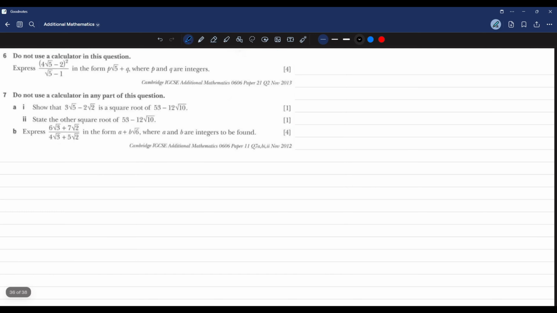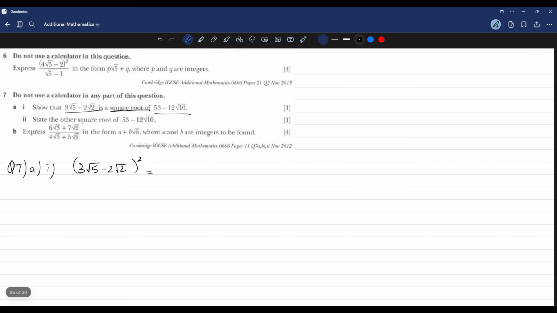Okay, question number 7, part A, part 1. They have told us to show that 3 under root 5 minus 2 under root 2 is a square root of 53 minus 12 under root 10. Now, one basic thing is that they've already told us we have to show that this is a square root. So how can we show? We just simply square this, and if the answer of 3 under root 5 minus 2 under root 2 whole squared is equal to 53 minus 12 under root 10, we have proved that this is a square root of that value. So it should be equal to 53 minus 12 under root 10 in order to prove that.